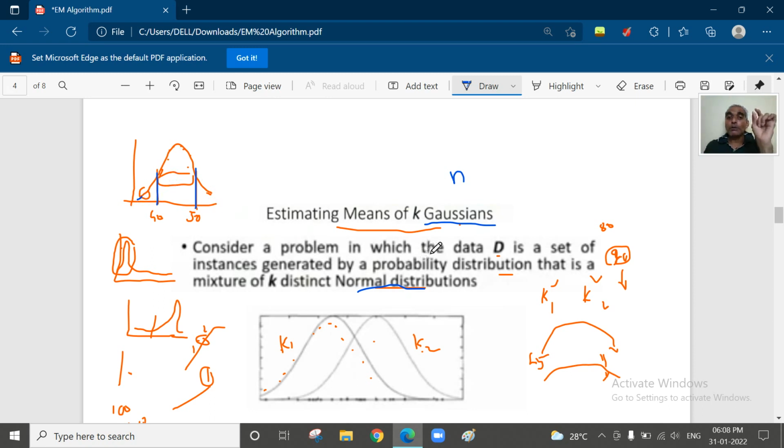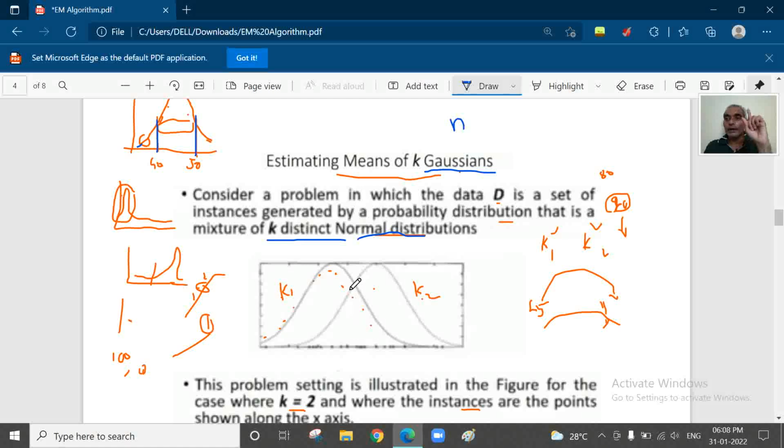So now consider a problem in which the data D is a set of instances generated by a probability distribution that is a mixture of k distinct normal distributions. Now not one, more than one, right? This is a diagram. In this example, we have taken two normal distributions. This is your first normal distribution, we can call it k1. This is the second normal distribution, we can call it k2. On our x-axis we have so many data points, right? When you are going to guess or estimate some of the data points, it might fall in the k1 distribution or it might fall in the k2 distribution.